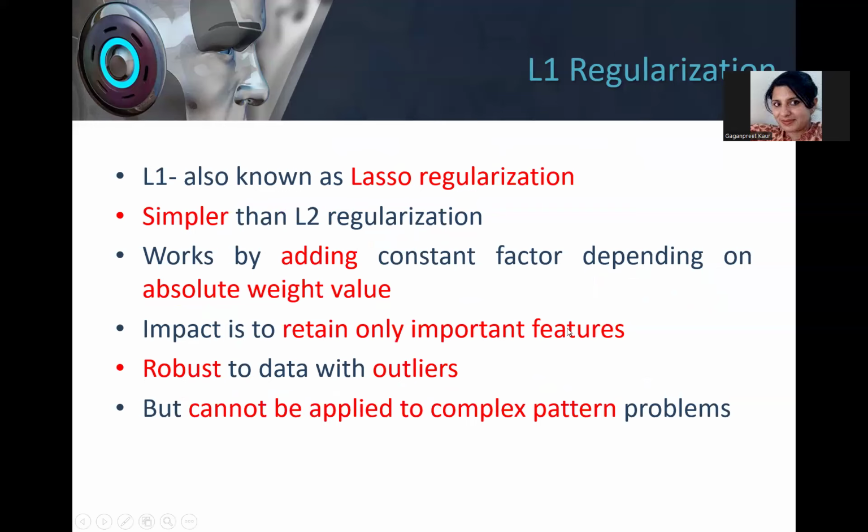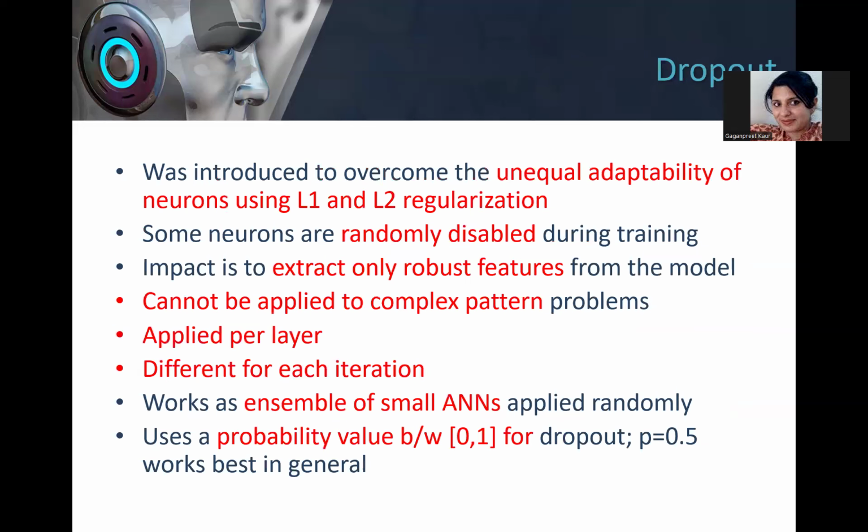So important features are only retained. So it is more robust when the outliers are there, especially in the classification problem. But yes, it cannot be applied to the complex pattern problems because it is not going to work with the diverse feature space. So next we come to a very simple kind of regularization technique, that is the dropout.